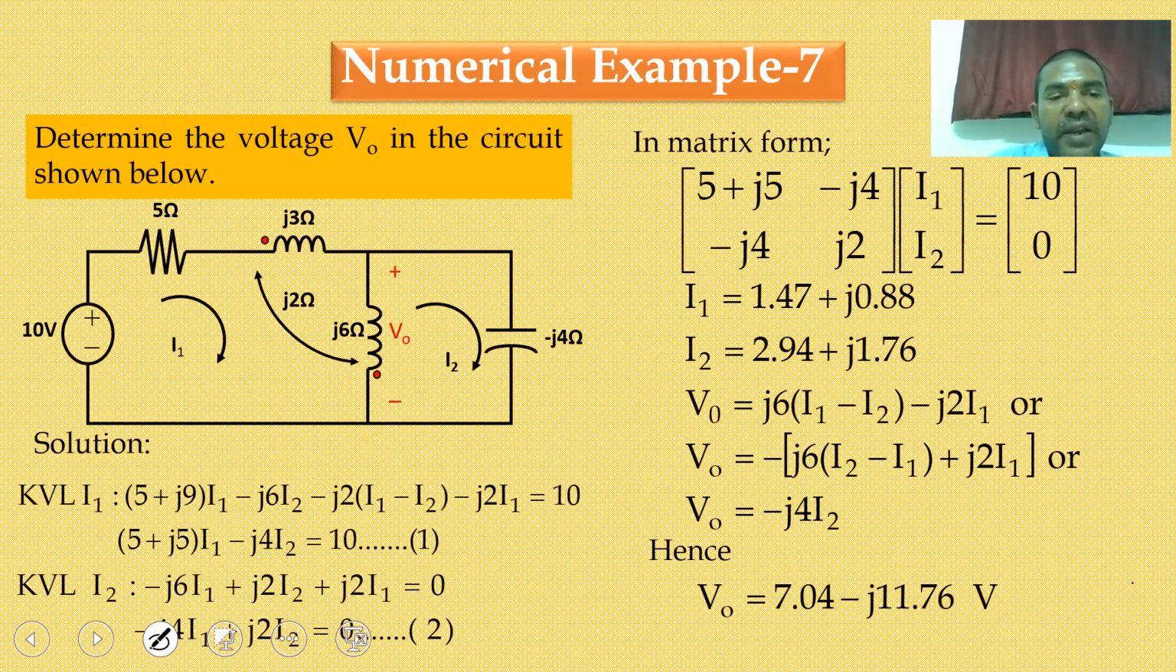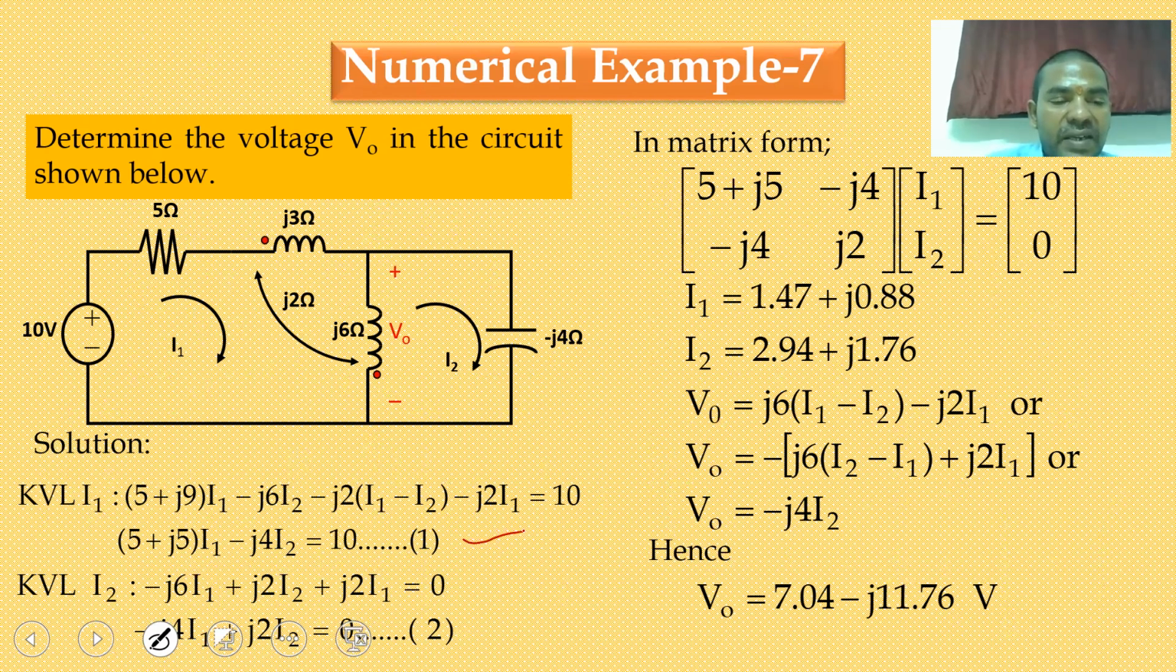So once again I am recalling. Here J3 and J6, if you take for the first loop, they are connected in series. Once they are connected in series and they are opposing, so it must be multiplied by 2 times. The M value must be 2 times of M you have to consider. So for that reason finally you are getting 5 plus j5 into I1 minus j times of 4 into I2 is equal to 10. So this is your first equation.